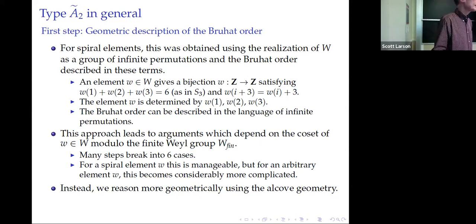And so for a spiral element, this is manageable, but for an arbitrary element W, I worked at this with Brian at the start, and it turns out to be very complicated. It's a very inefficient way to do it. In fact, it's not clear to me we could have done it. It's almost impossible. So instead we reasoned more geometrically using the alcove geometry.